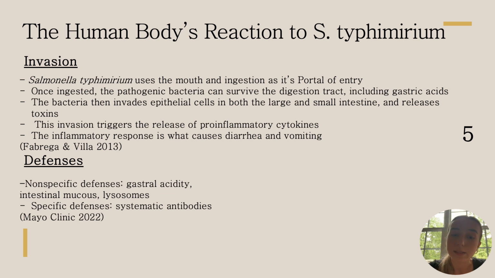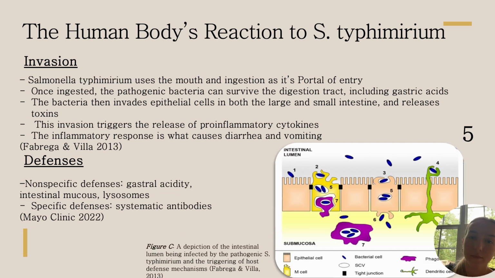Defenses. So there's both nonspecific and specific defenses. Nonspecific defenses include gastric acidity, which we did see doesn't often work for Salmonella typhimurium. Salmonella typhimurium can get through that gastric acidity. There's also intestinal mucus and lysosomes. And then specific defenses include systemic antibodies.